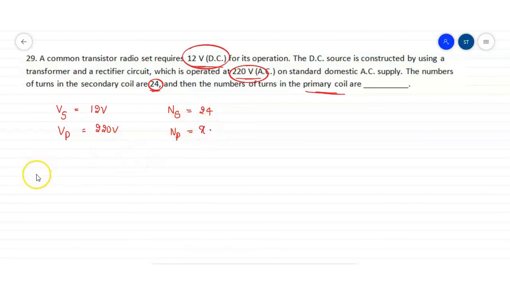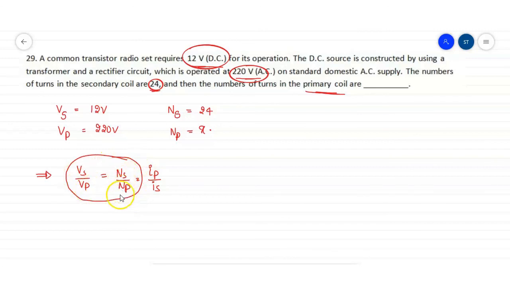We know that in a transformer, the ratio of the voltages will be equal to the ratio of number of turns, will be inversely proportional to ratio of current. Let me write down. Vs upon Vp is equal to Ns upon Np, which is equal to Ip upon Is. Current will be in reverse ratio and turns will be in the same ratio. So let us take this term. Vs upon Vp is equal to Ns upon Np. So here Vs is given as 12, and Vp is given as 220, Ns is given as 24, and now we have to calculate X.